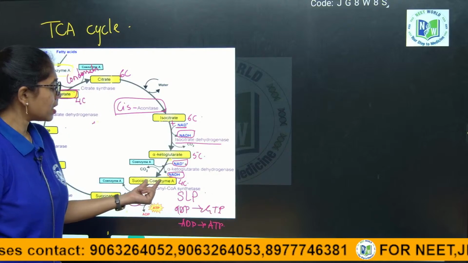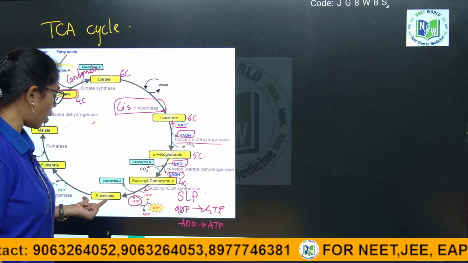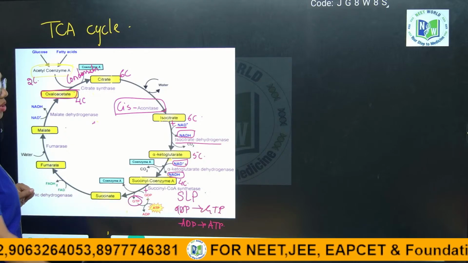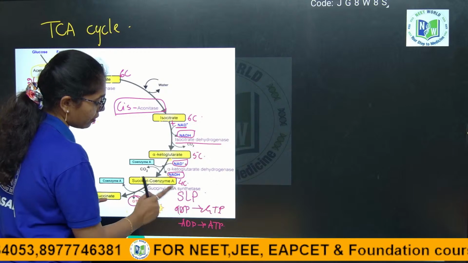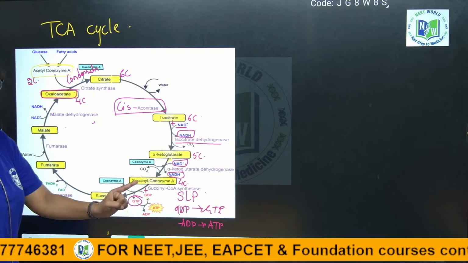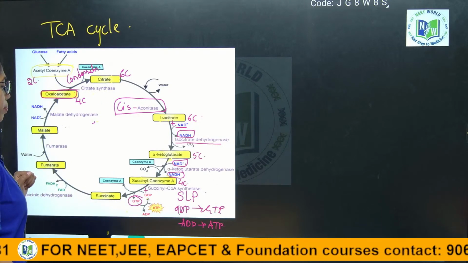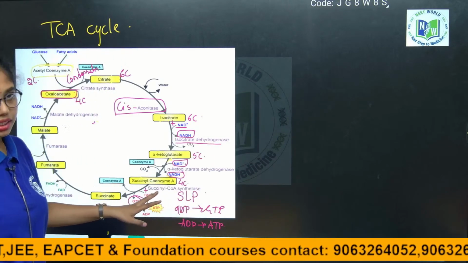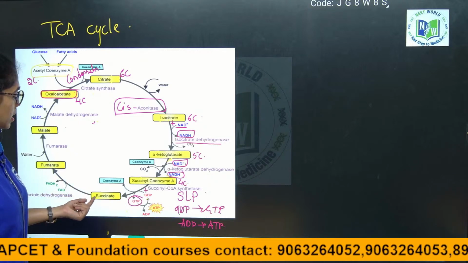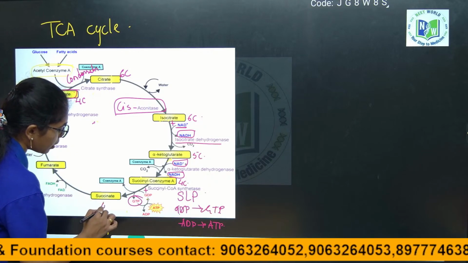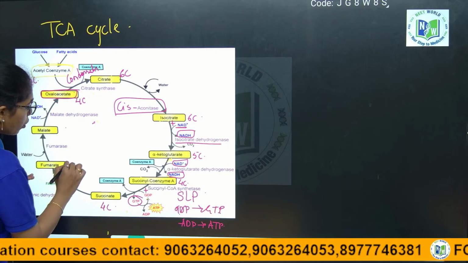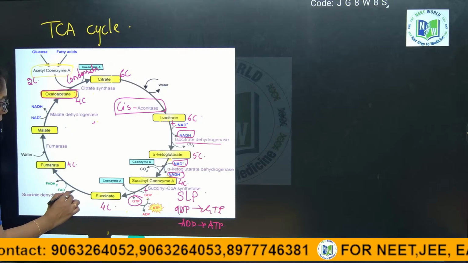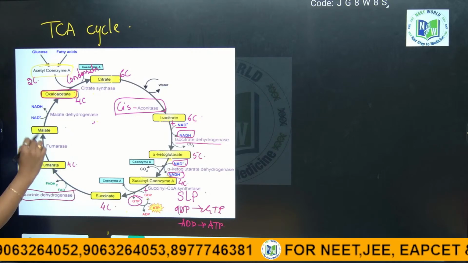Succinyl coenzyme A is forming succinate. This step is substrate level phosphorylation, where it is releasing one molecule of ATP or GTP, and this is catalyzed by the enzyme succinyl CoA synthase. Next, succinate, a 4-carbon compound, forms another 4-carbon compound, fumarate. This step is catalyzed by the enzyme succinic dehydrogenase.